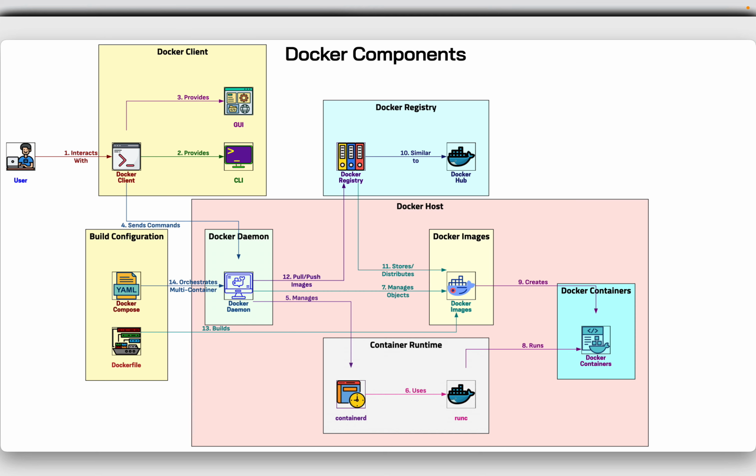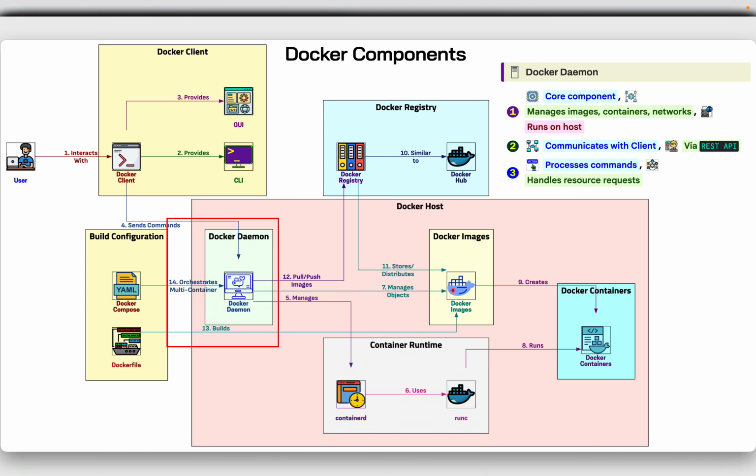Second one is Docker daemon. The Docker daemon is the core component that manages Docker objects like images, containers, networks, and volumes, and runs on the host machine. The Docker daemon communicates with the Docker client via REST API, CLI, or GUI. The Docker client allows users to interact with the Docker daemon and issue commands to manage containers, images, and other resources.